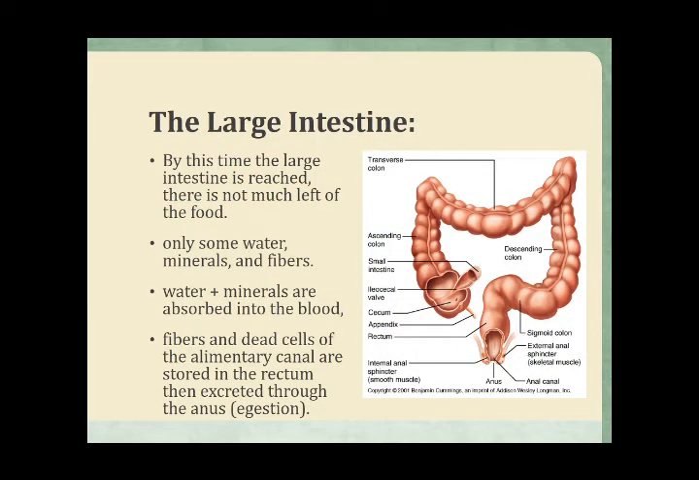Large intestine. By the time your food has reached this area, most of the food has been taken away. No more nutrients at all, except what we want to take out, which is the waste. Water and minerals are taken into the blood. Fibers and dead cells of the alimentary canal are stored in the rectum, then excreted through the anus.